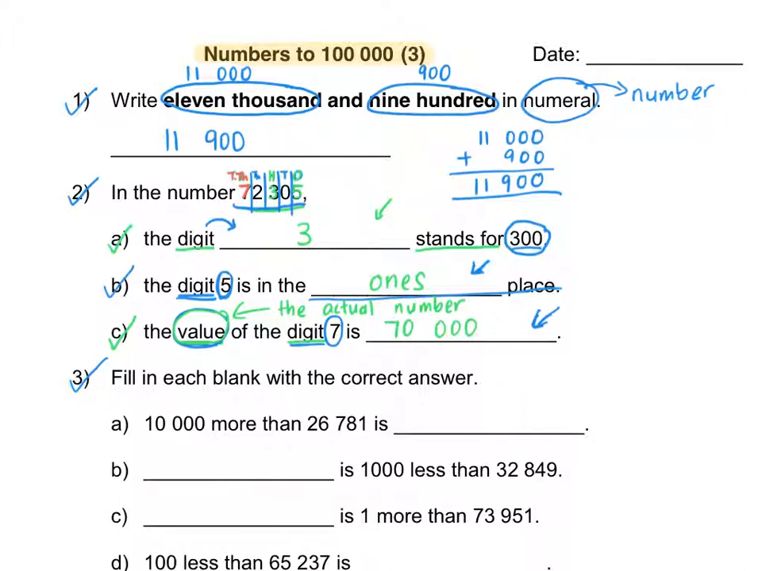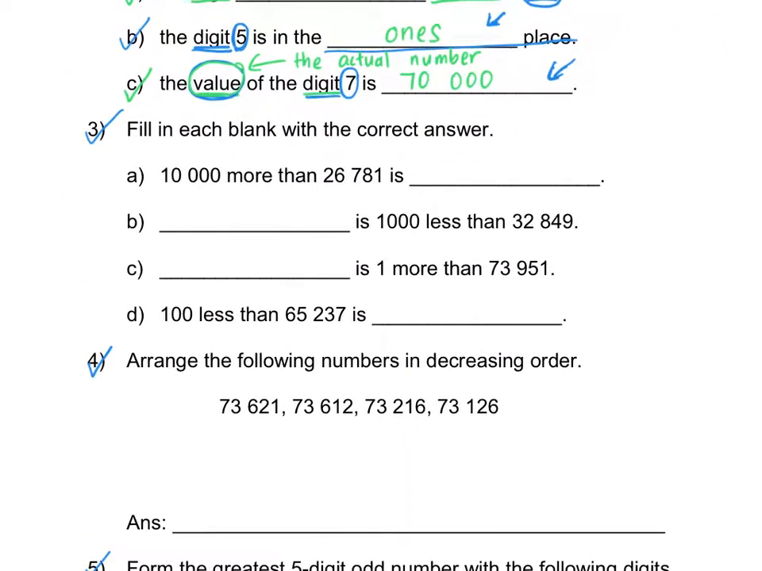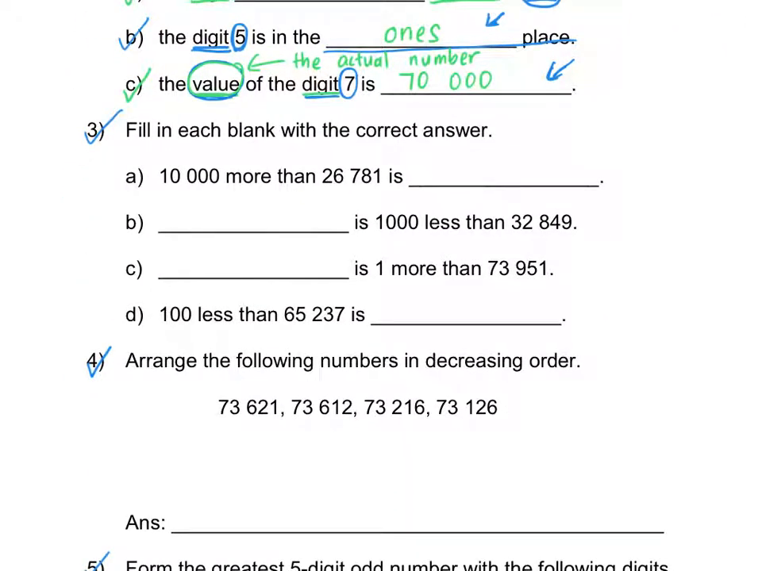Now let's go on and look at question number 3. Question number 3. Fill in the blank with the correct answer. Let's take a look at part A. 10,000 more than 26,781 is blank. So what are the key words that you have to underline or highlight in this question? The keywords are more than, is. More than means plus, is means equal.